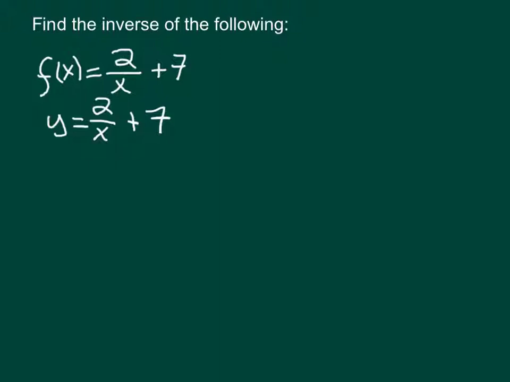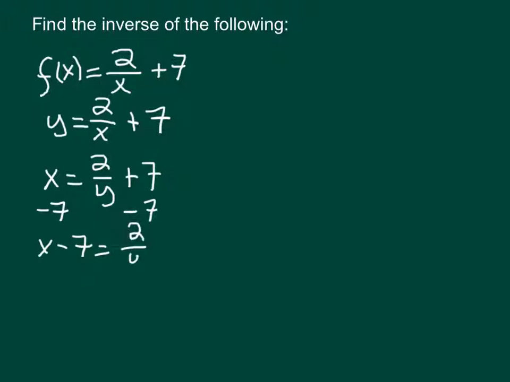So now my second step is to go x equals 2 over y plus 7. All I really did here is switch these x and y. Now what I'm going to do is solve it for y. So I want to get y all by itself. Looking at this side of the equation, I'm going to end up having to subtract 7 from both sides. That leaves me with x minus 7 equals 2 over y.